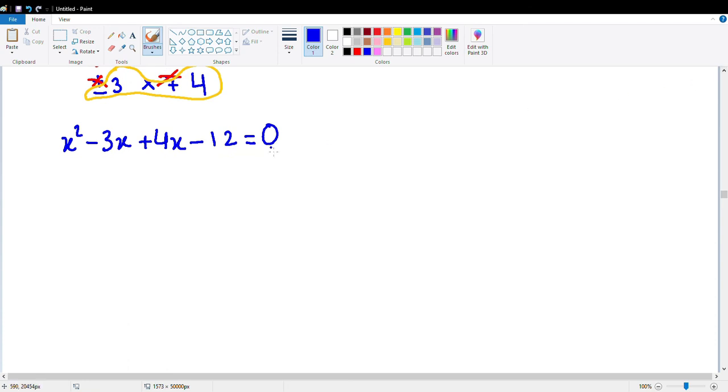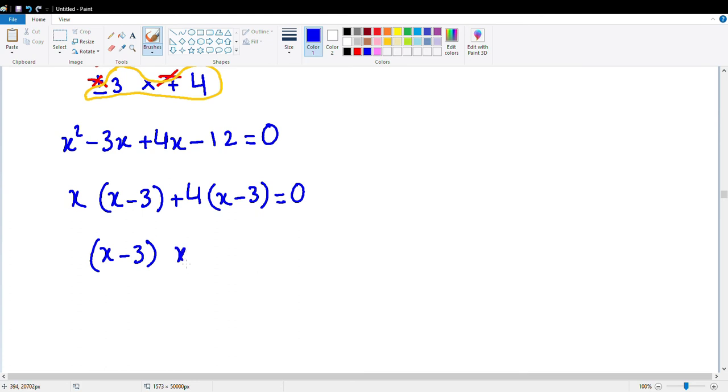Right, so we're going to take x common from the first two. We're going to get x minus 3. And we have plus 4. We're going to take common from the last two. We're going to get x minus 3 again equals 0. And then you can see we can take x minus 3 common. And we'll be left with x plus 4 equals 0.